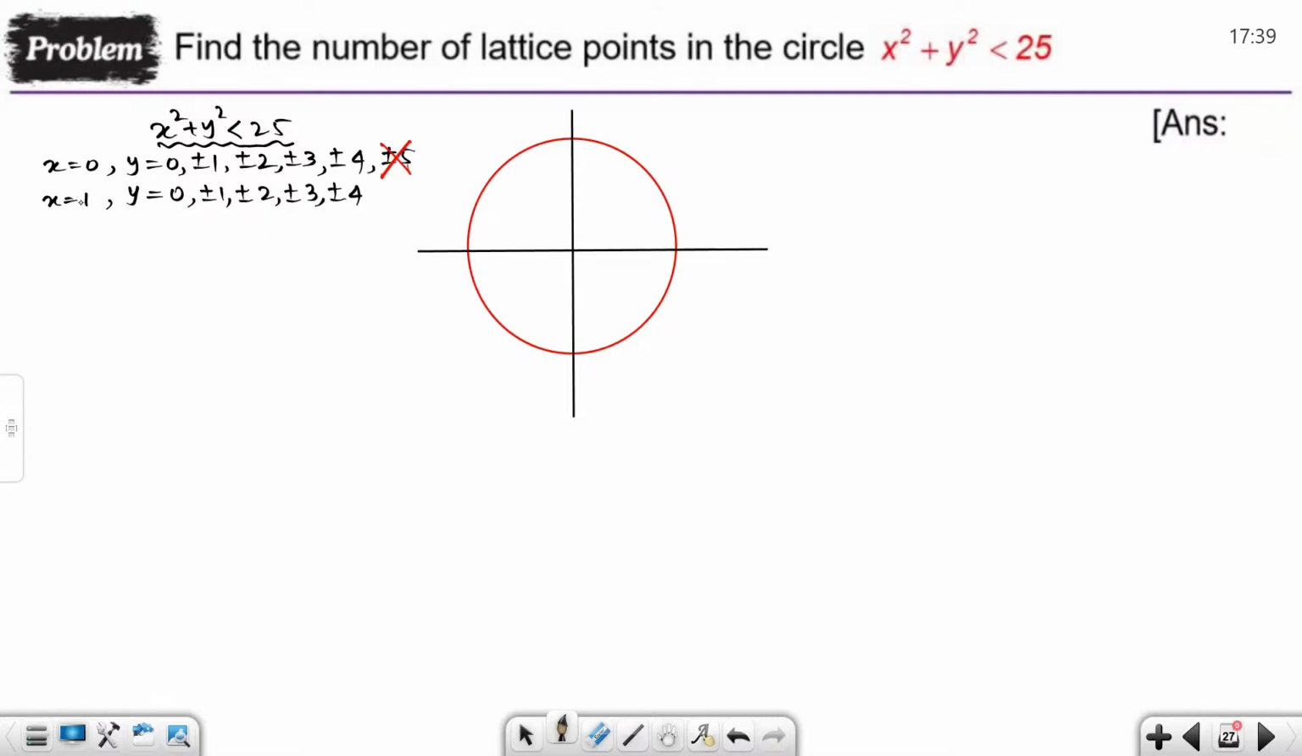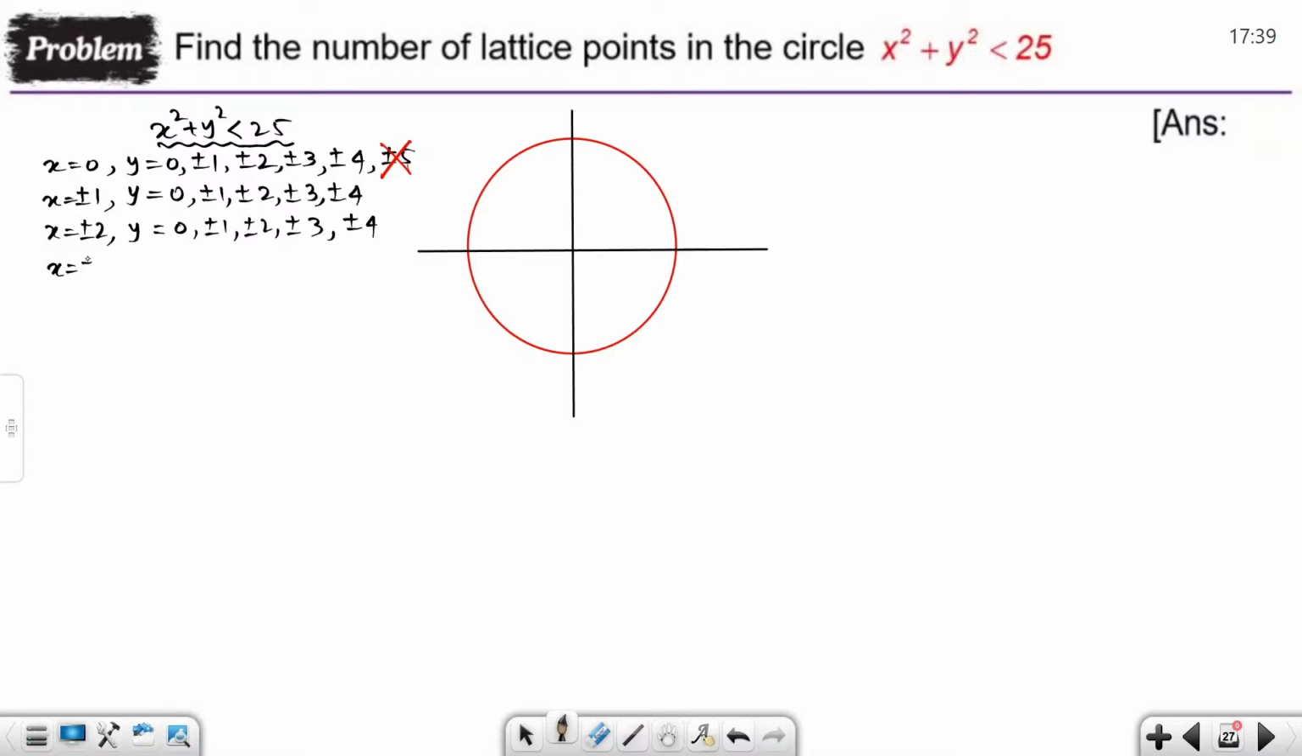Similarly, x can also take minus 1. So let me write here. It will be better if we write not 1, but plus minus 1. If x is plus minus 1, then your y becomes what? It can take 0, plus minus 1, plus minus 2, plus minus 3. Yes, in this case it can also take plus minus 4, because in that case it will be 16 and 4, 20. Yes, it's possible. But y cannot take more than 4.